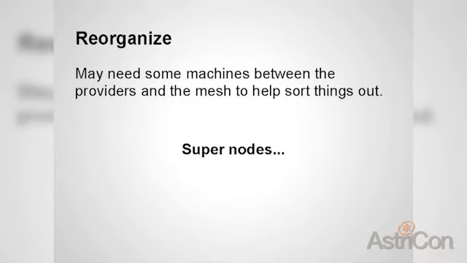All right, so let's reorganize a little bit. We may need some machines between the providers and the mesh itself to help sort things out, and we're going to call these super nodes. All right, so now we have Supergrover and Super Elmo.